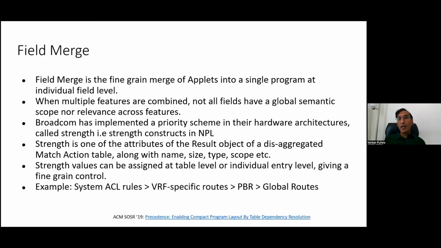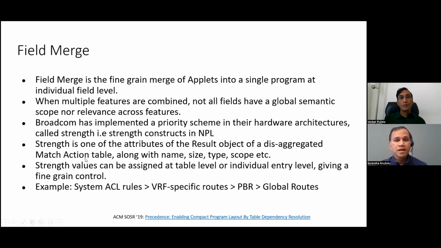On to field merge, Surendra, do you want to? Yeah, I would explain a little more on the field merge.